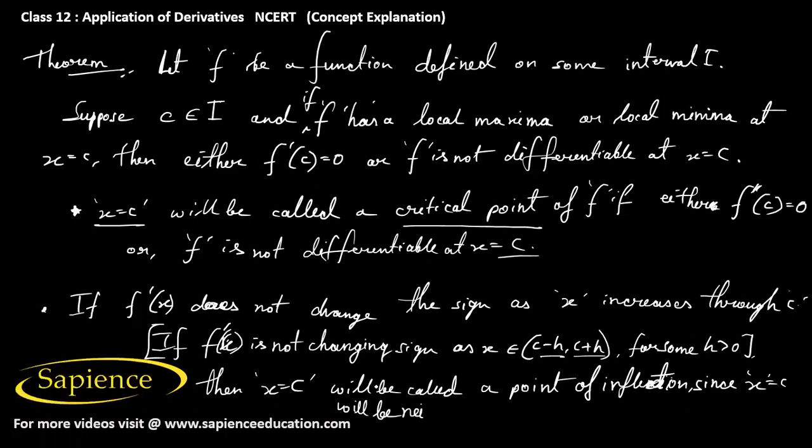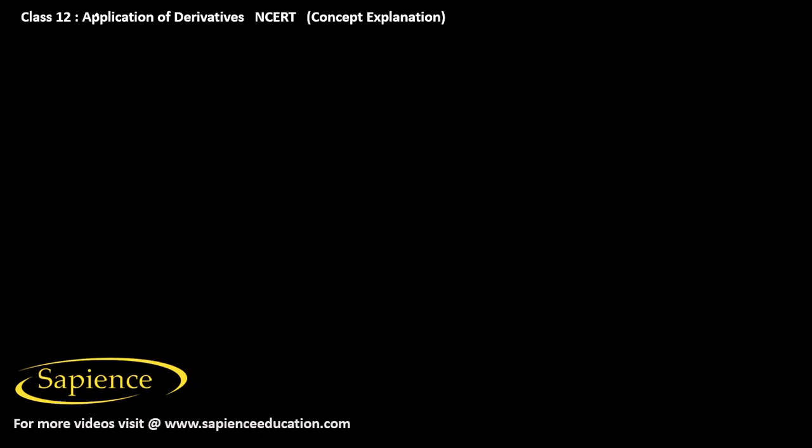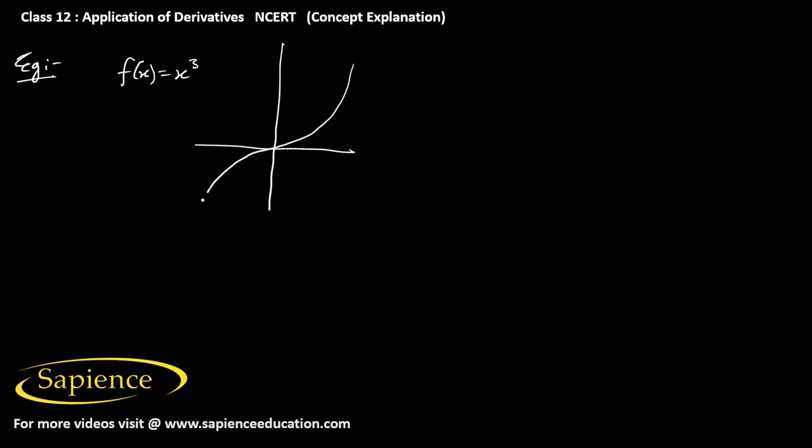So then x will be neither local maxima nor local minima. An example of a point of inflection: suppose we have f of x equal to x cube. The graph of f of x equal to x cube is somewhat like this. So this is y equals x cube.